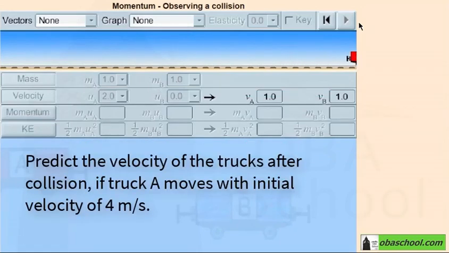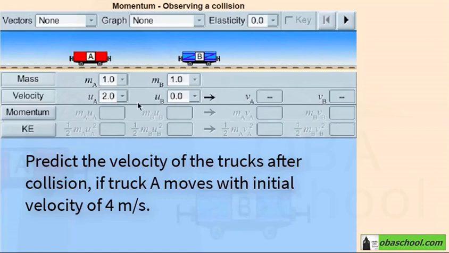Now let's predict the velocity of the trucks after collision if truck A moves with an initial velocity of 4 meters per second. So they're asking us to predict the velocity of the trucks after collision if truck A moves with an initial velocity of 4 meters per second. Take a moment to solve this question.